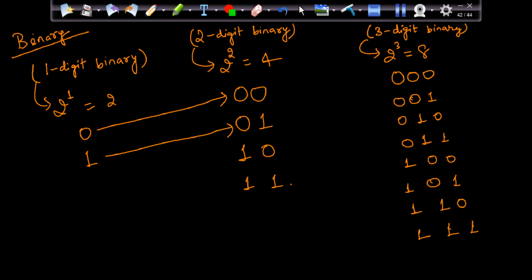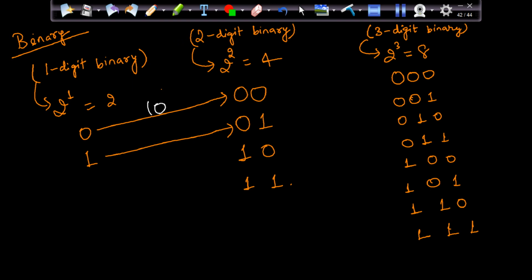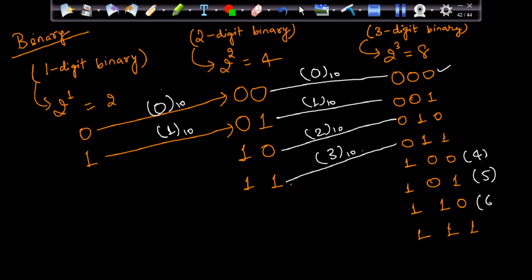What is the decimal equivalent of it? The decimal equivalent is 0. The decimal equivalent is 1. Right? This 1 0 and this are the same. This 1 1 and this are the same. Okay. What is the decimal equivalent of it? It is 2. The decimal equivalent is 3. Similarly, this is again 0 and this is 1. Similarly, this is equivalent to 4, this is equivalent to 5, this is equivalent to 6, this is equivalent to 7. What I am trying to show is this.